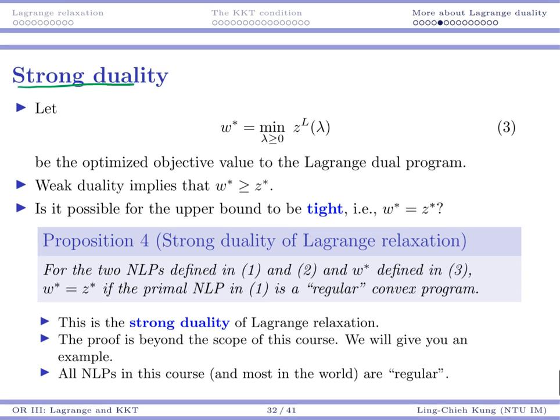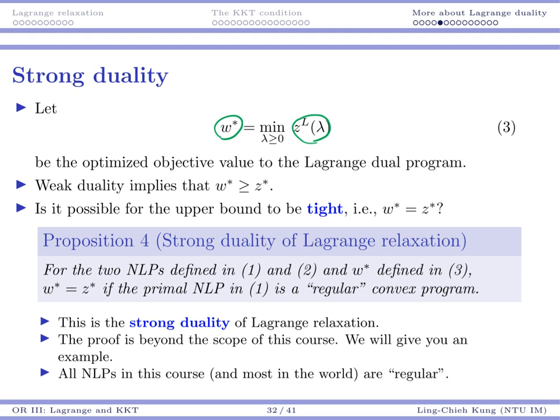We also mentioned strong duality, so let's take a look at this fact. When we solve the Lagrangian dual program, let's call W star the optimal objective value of your Lagrange dual. Weak duality implies that W star is greater than or equal to Z star. That makes sense because W star is just one of these ZL of lambda. If all these ZL of lambda are greater than Z star, then your W star, of course, is also greater than or equal to Z star.